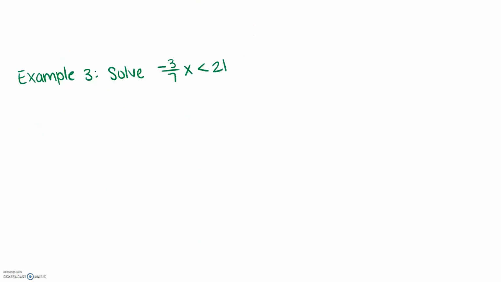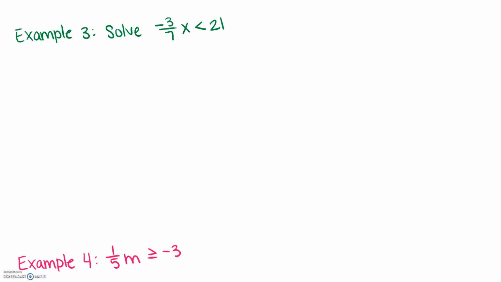All right, now let's move on and look at example 3. In example 3, we have to solve for -3/7 times x is less than 21. So here we're going to divide both sides by our fraction -3/7. Okay, and remember, if we're dividing by a negative, we must reverse our sign.